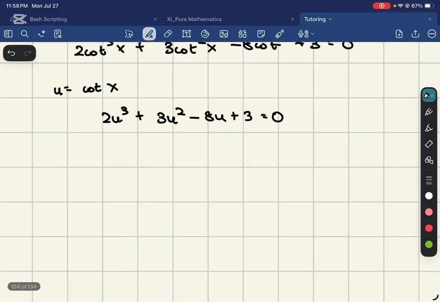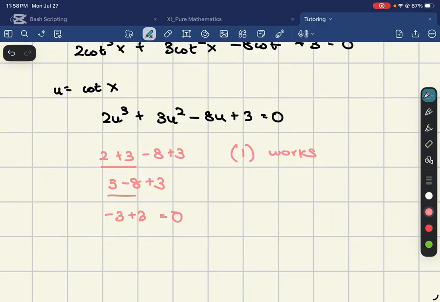Let me substitute 1 in. If I substitute 1, I get 2 plus 3 minus 8 plus 3. And I think this works, right? This gives me 5 minus 8 plus 3. 5 minus 8 is negative 3, plus 3 is equal to 0. So 1 works. Substituting 1 works.